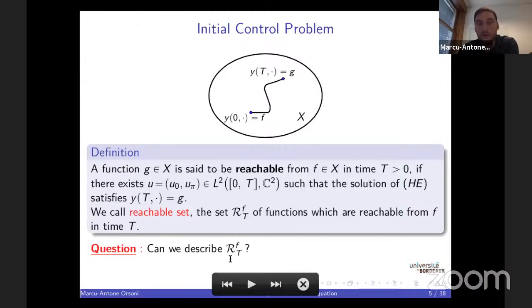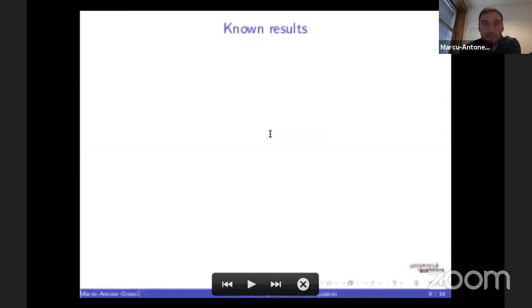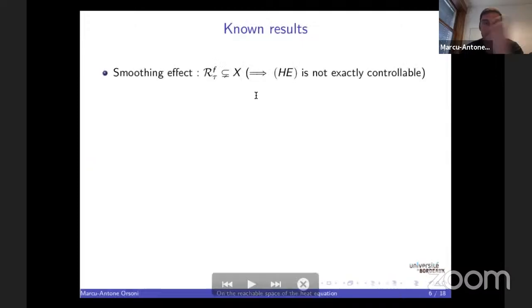Okay, I will first give some known results. And the first one is obvious because of the smoothing effect. We cannot reach every function in this Sobolev space. This means that the reachable space is strictly smaller than the Sobolev space. And in particular, this implies that the heat equation is not exactly controllable.